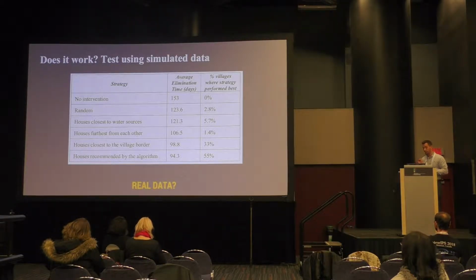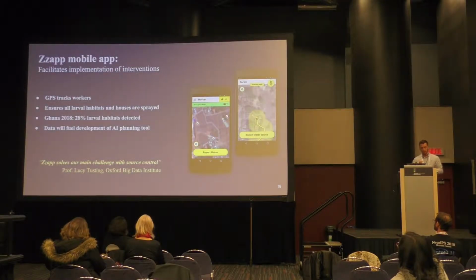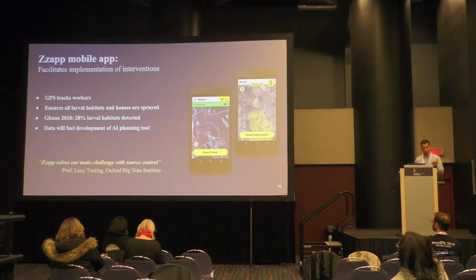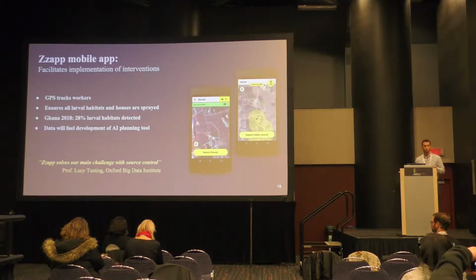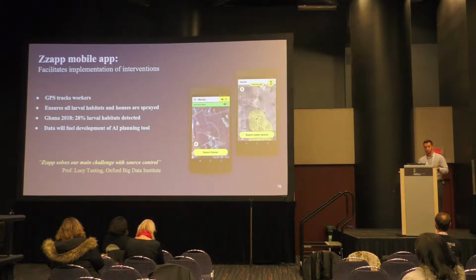Right, so this is using simulated data, but we also would like to get real data. And actually our first product was a mobile app. It's a GPS-based mobile app, and it's used to facilitate the implementation of interventions in the field. So a big problem was the thoroughness of the interventions. Employees would be given a village to scan for water sources, and 40% of the water bodies would be missed.